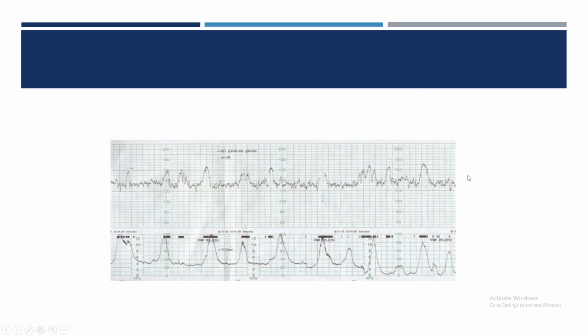Next one. Again, you can see these two lines correspond to 10 minutes. So contractions: how many contractions in 10 minutes? You can see 3 to 4 contractions. So you can say 3 to 4.